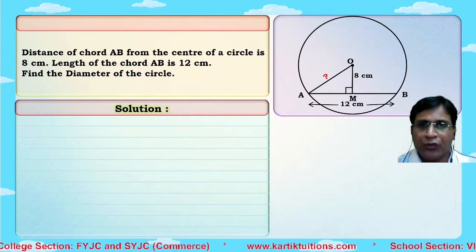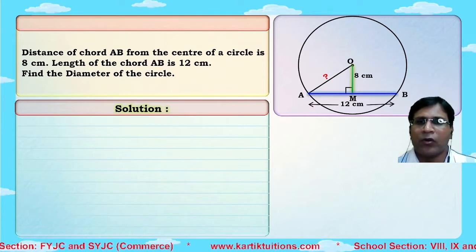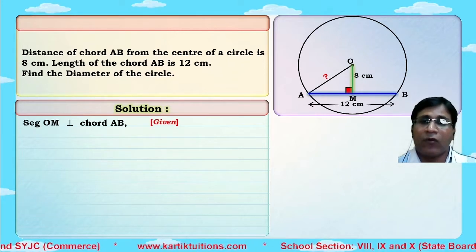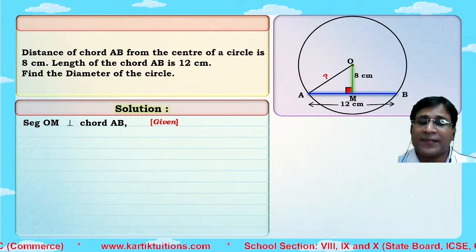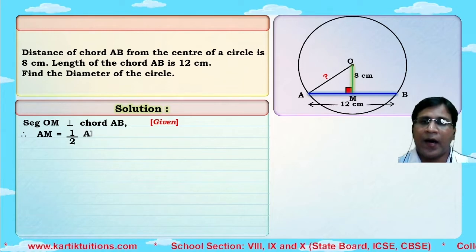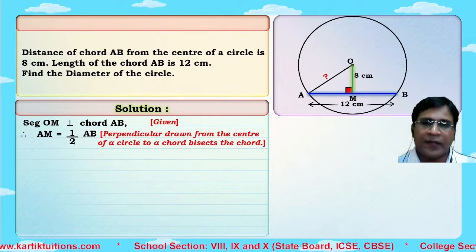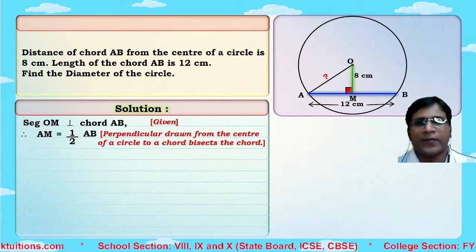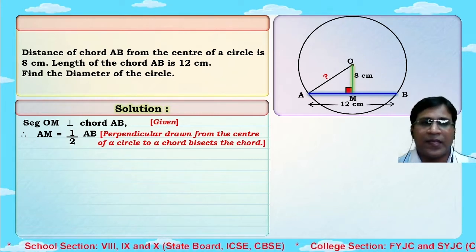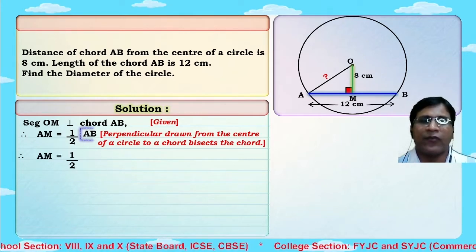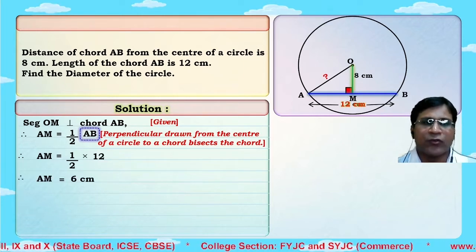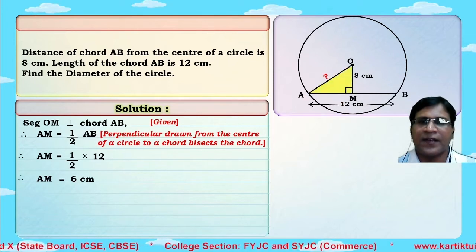Now see, as you know, OM is perpendicular to AB. So I can say perpendicular drawn from the center of a circle to the chord bisects the chord. So that will give us what? AM will be half of AB. And the reason you all know, perpendicular drawn from the center of a circle to the chord bisects the chord. Now, what is the length AB given? It is given to us as 12. So it is half into 12. Now 2 sixes are 12, so basically AM becomes 6 centimeter.